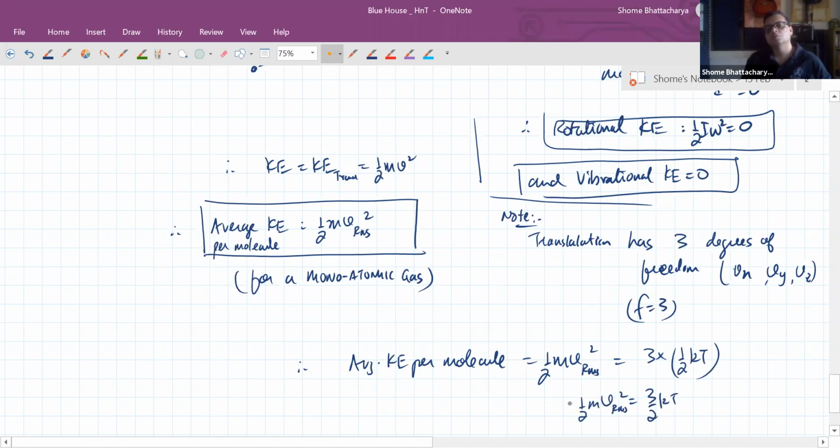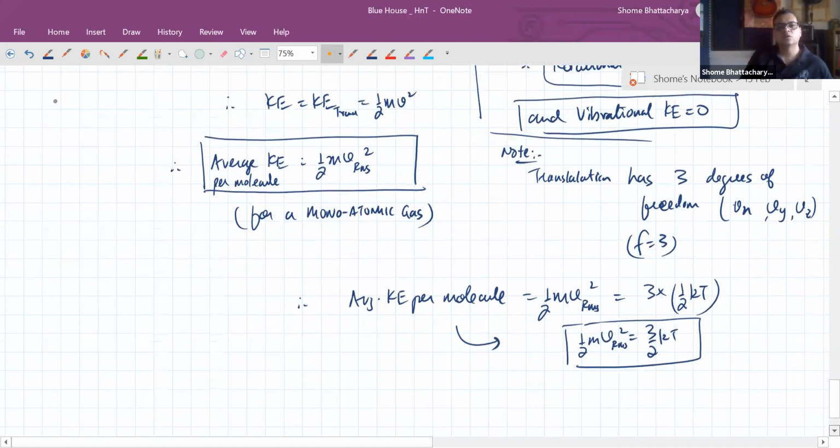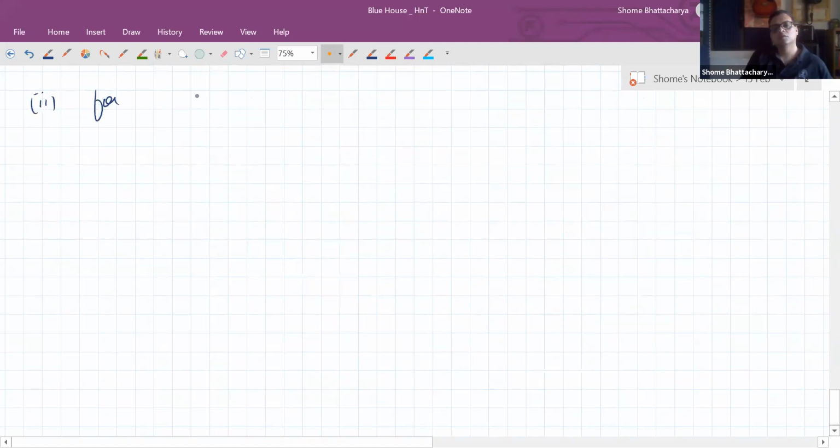Okay. Now, before you note this down, because you're already used to this from kinetic theory of gases, let's understand something contrasting to this. Then we'll come back to this example. On the other hand, for a diatomic gas, example hydrogen, oxygen, nitrogen, etc., so many diatomic gases.